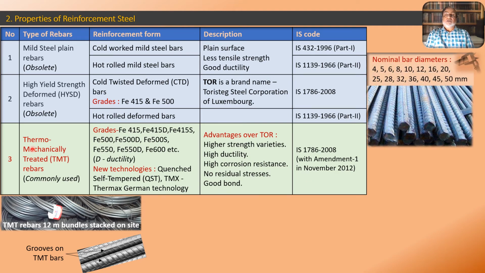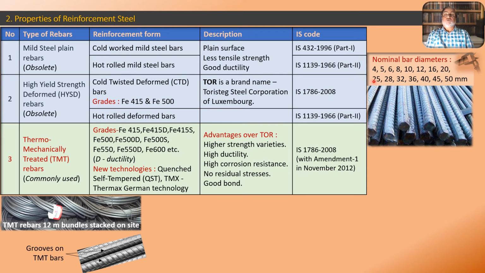Now what are the common diameters which are available? It starts from 4 mm diameter. 4 mm diameter bars were not available in Tor steel or even mild steel. It used to start with 8 mm for Tor steel and 6 mm for mild steel.